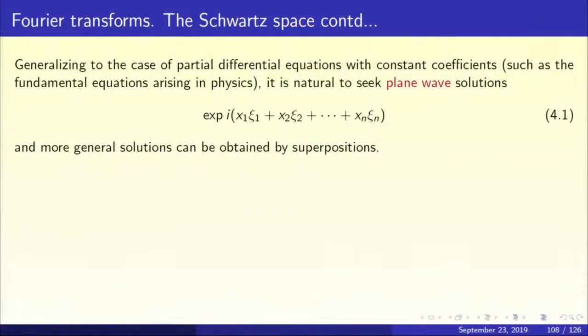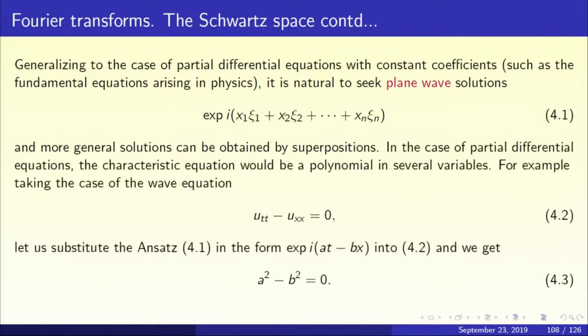So now what you do is that since there are n independent variables x1, x2, ..., xn, it's a partial differential equation. So it has n independent variables. You naturally will seek an exponential solution e to the power i times (x1 chi1 plus x2 chi2 plus etc. plus xn chi-n), as you see displayed in 4.1. More general solutions can be obtained by taking linear combinations or superpositions.